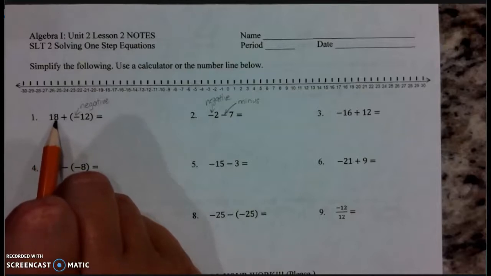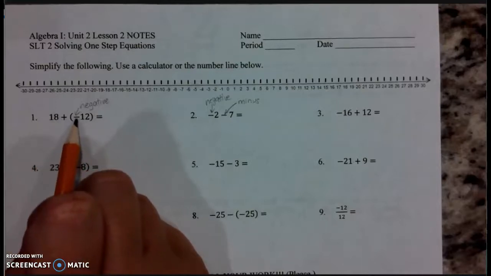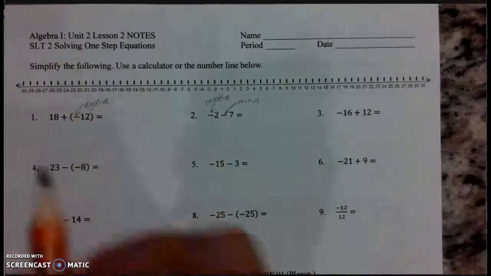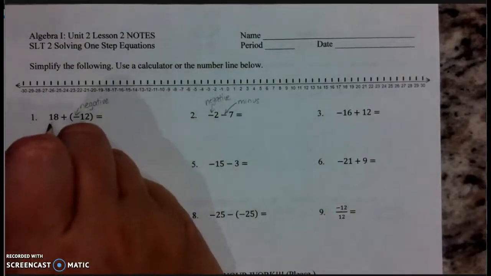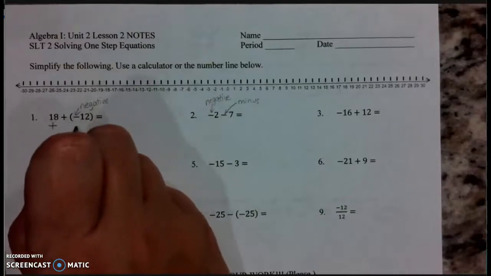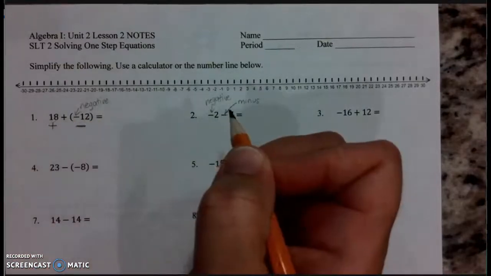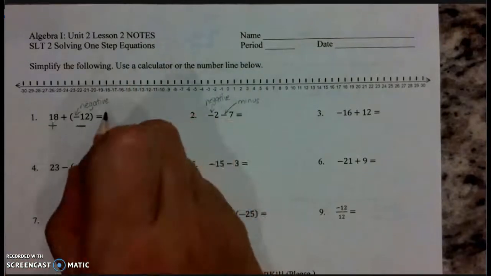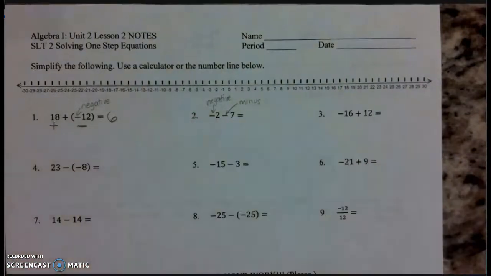If I have $18 and I owe 12, I said negative is like owing, positive is like having. So if I have $18, so this is in the plus, and I owe $12, this is in the minus, I ultimately have more than I owe, so it was positive 6.